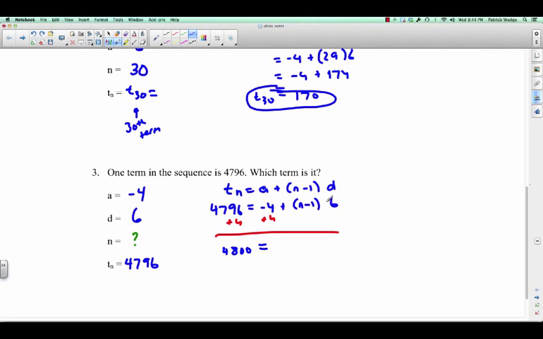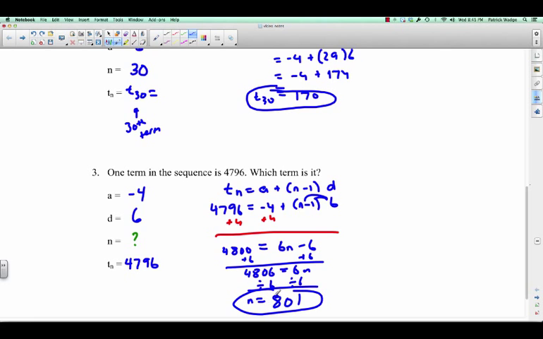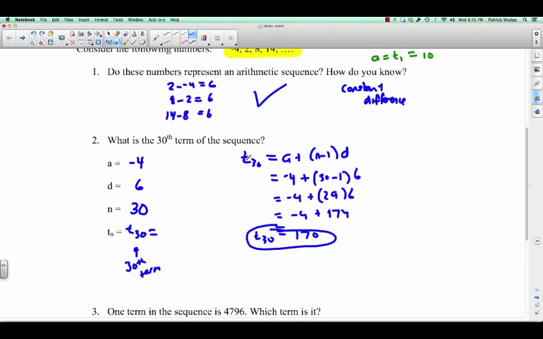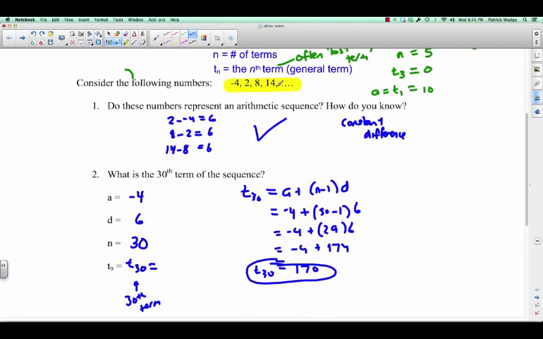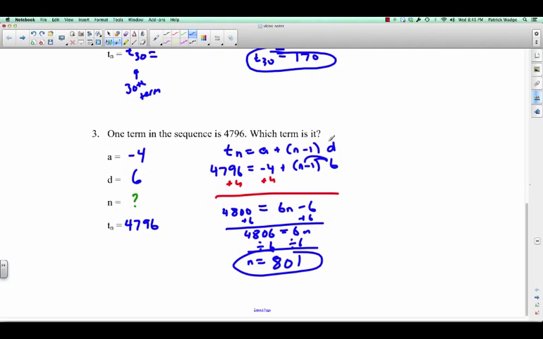And why don't we do the multiplication on this side? So we'll have 6n take away 6. Now I'm going to add 6 to both sides. So I get 4,806 equals 6n, and divide by 6, and if you do that, you'll get 801. n equals 801. 4,796 is the 801st term. You would have to go out 801 numbers before you got to 4,796.